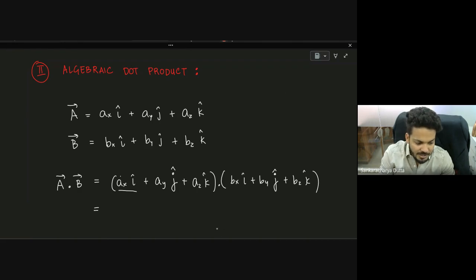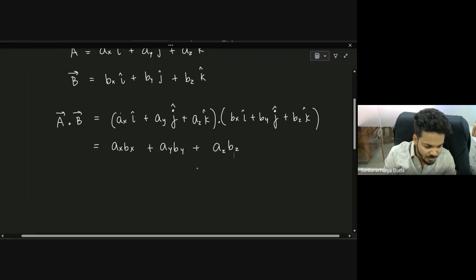Okay, so the three terms that I will actually get are simply a x b x plus a y b y plus a z b z, and that's it. These are the three terms I'll get. Anything else is just going to be 0. So you can multiply x to x, y to y, and z to z, and you will get your answer. Okay, let's do a problem and things will become more clear.